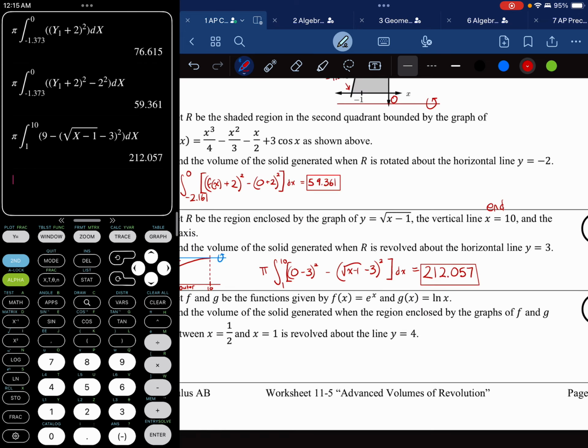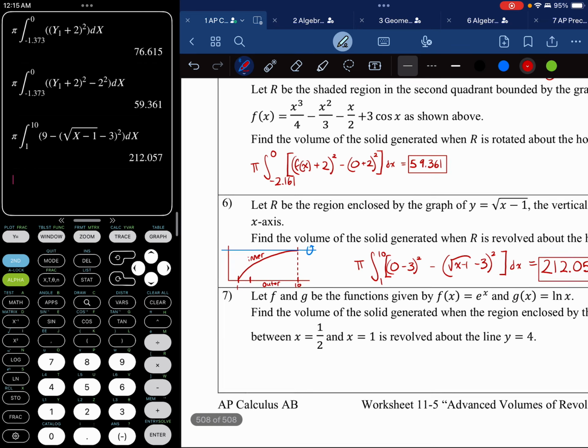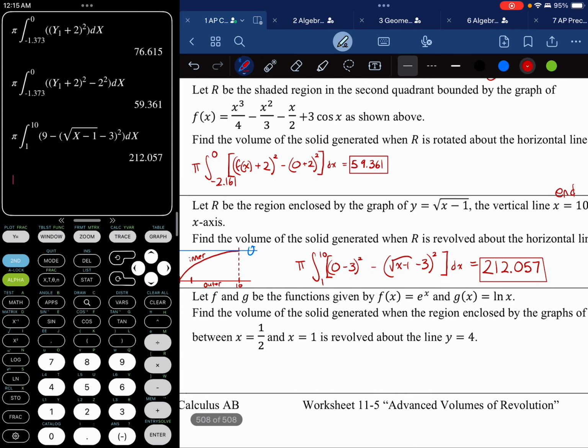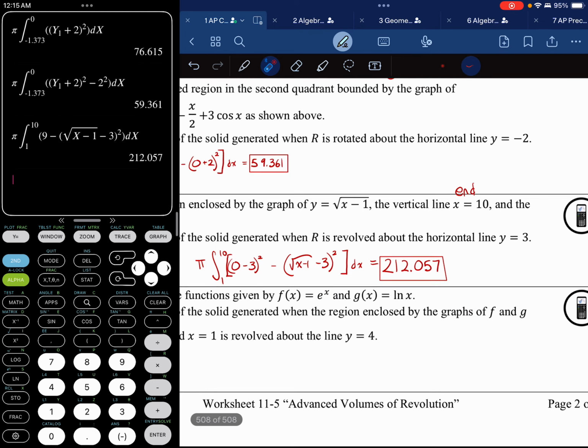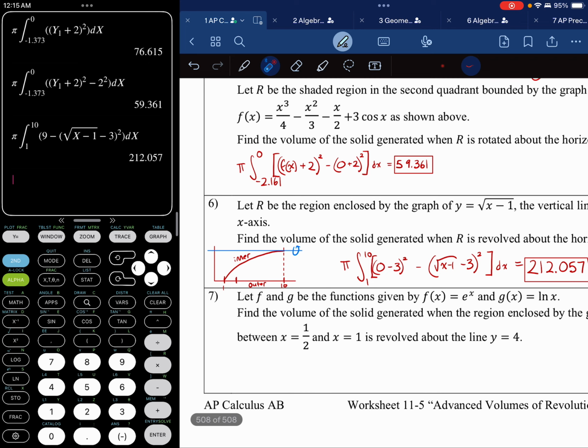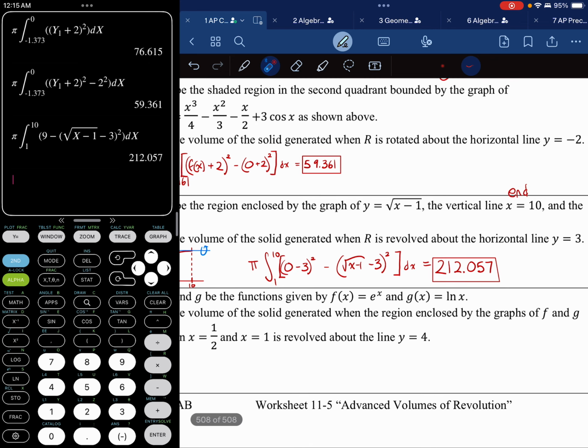Last year's answer key does agree with that one, so I'm feeling more confident about that one. Okay, number 7. We've got these two functions, e to the power of x and natural log of x. And these happen to be inverse functions anyway. Find the volume of the solid generated by the region enclosed by those two functions. And it tells us between a half and 1. And it's revolved around y is equal to 4.